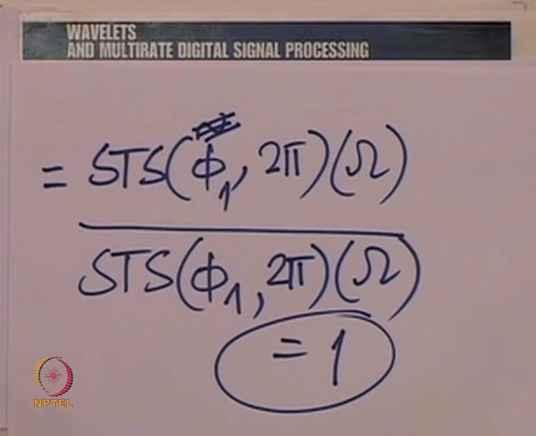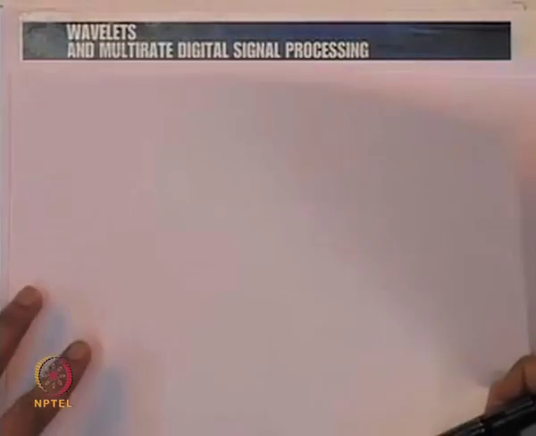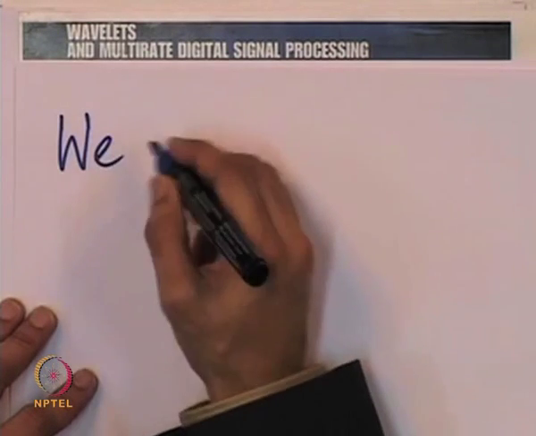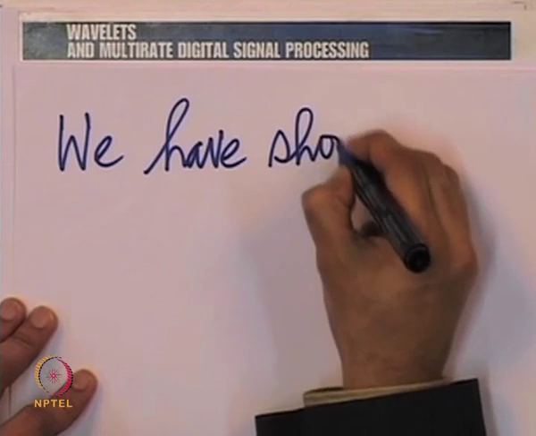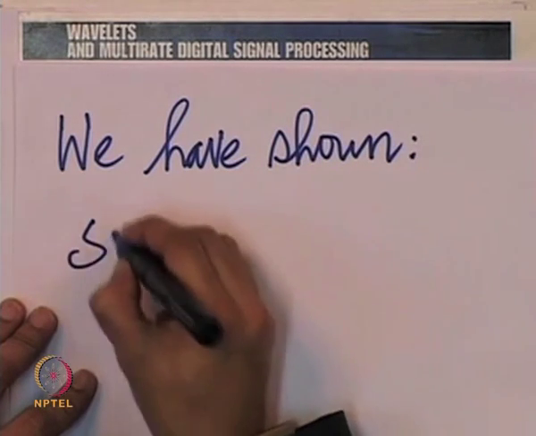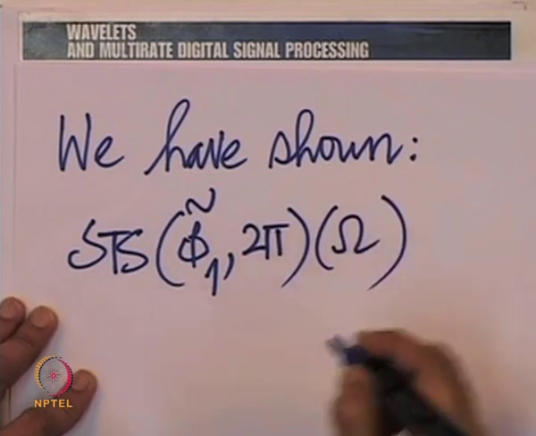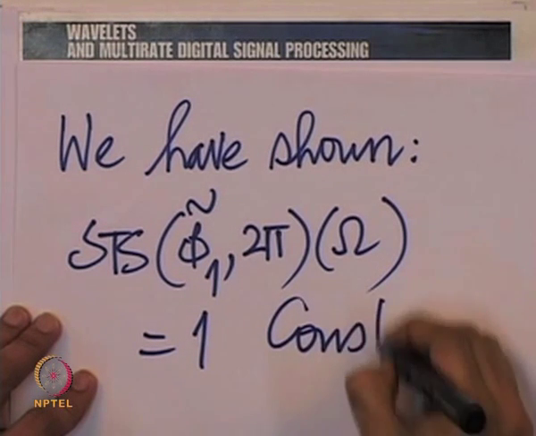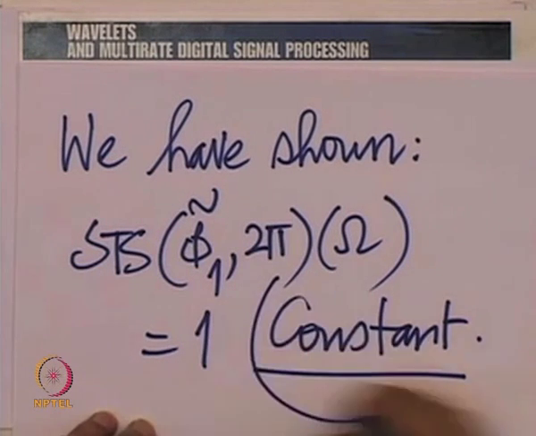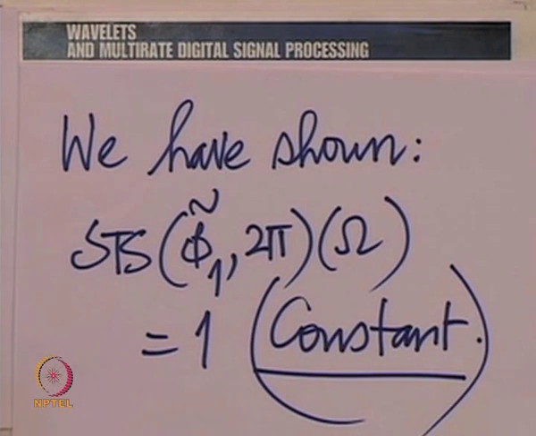So, we have shown a very important result. We have shown the sum of translated spectra of phi 1 tilde evaluated at omega is a constant. In fact, that constant is 1. That is interesting. And we know what that means. That means that phi 1 tilde is now orthogonal to its integer translate. Phi 1 was not orthogonal to all its integer translates. The trouble was with 1 and minus 1. But phi 1 tilde is orthogonal to all its integer translates.